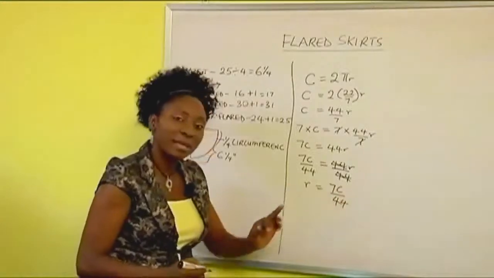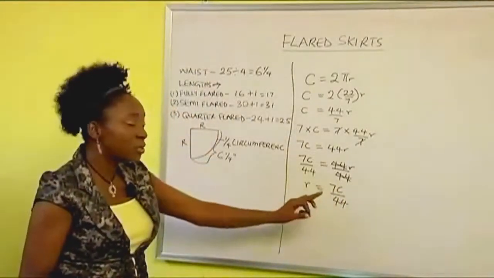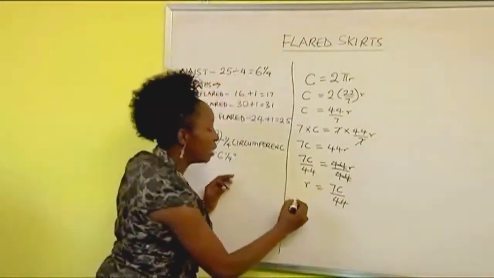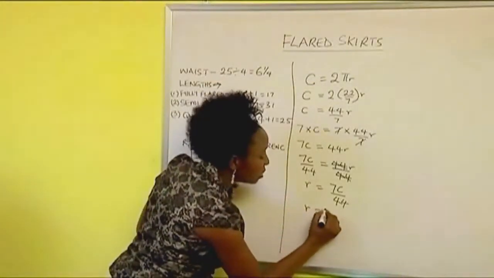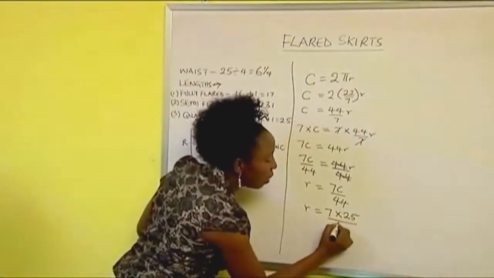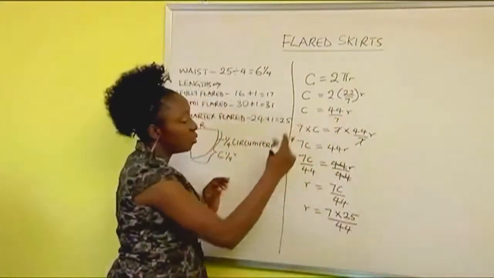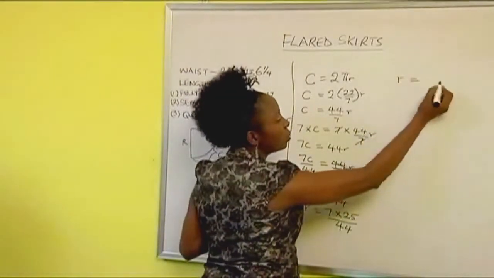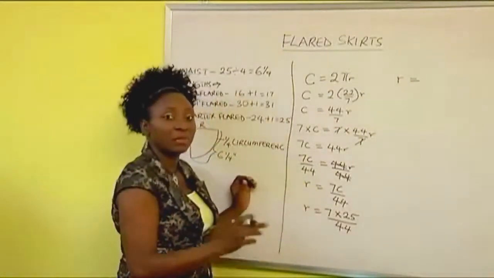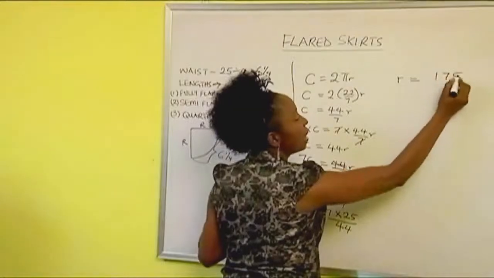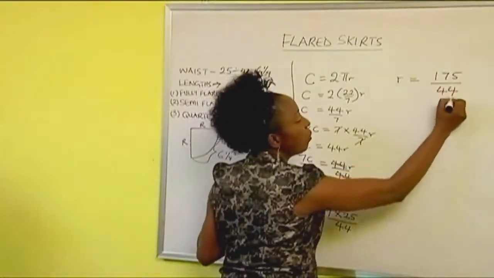Now once we've done this, we already know that this is r. So now I know my C. All I have to do is substitute C with my measurement, which is 25 inches. So that will give me r equals 7 times 25 divided by 44. Let's go back up here. If we calculate 7 times 25, you get 175. You get 175 divided by 44.